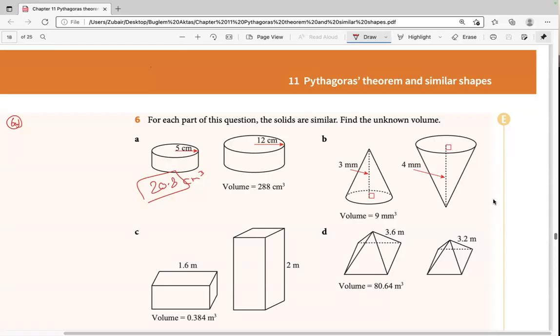I think I made a mistake. I'm getting 21. Let me recheck quickly. 4 by 3 cube is equals to unknown by 9. 4 divided by 3 cube times 9. I'm still getting 21. Oh, I know what I did wrong. I had another equation and I accidentally times it by 40 instead of 9. So yeah, 21.3. 21.3, yes.